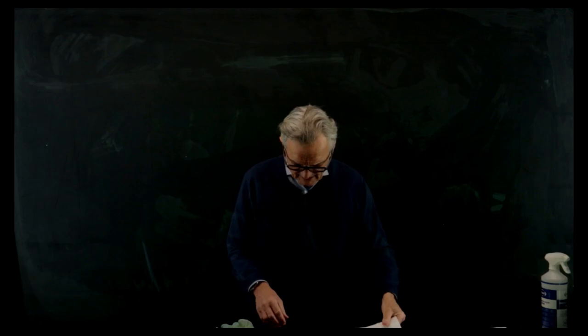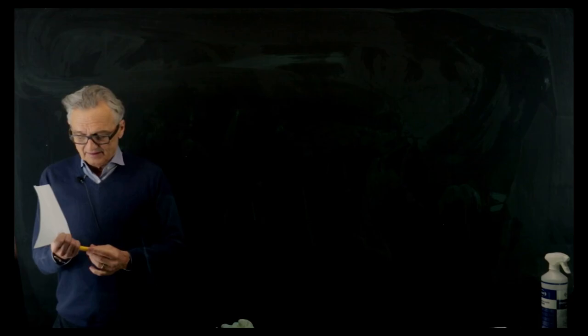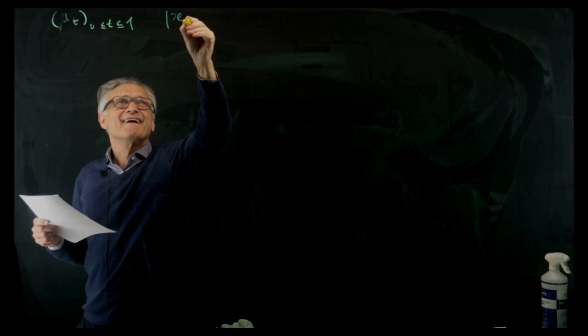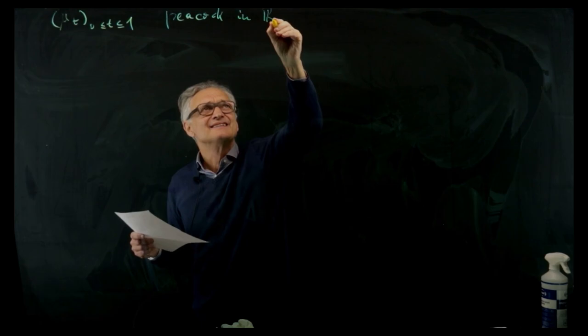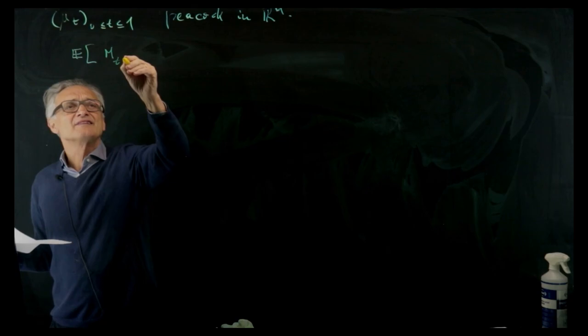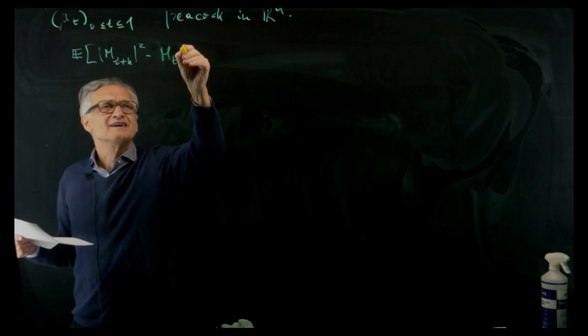Okay, so we start. Let mu t now be a peacock in R^d, and I normalize it again: the expectation of (mu t plus h squared minus mu t squared) is equal to h.